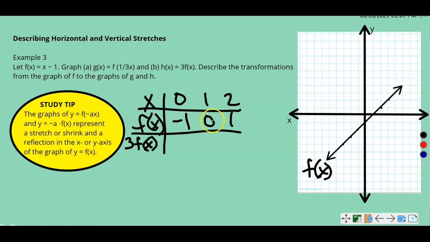All right, so that means we're going to take this row, we're going to multiply it by 3. So 3 times negative 1, 3 times 0, and 3 times 1. Now this will be our new function, our h of x. So x and 3 times f of x is the points we need to graph. So 0 and negative 3. 1, 0, and 2, 3.